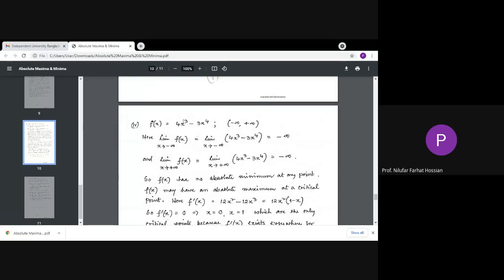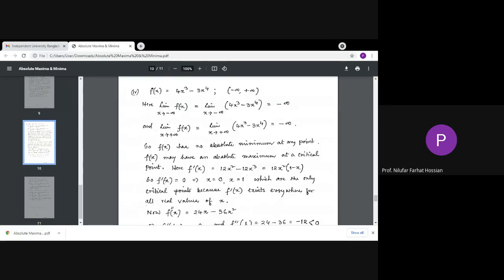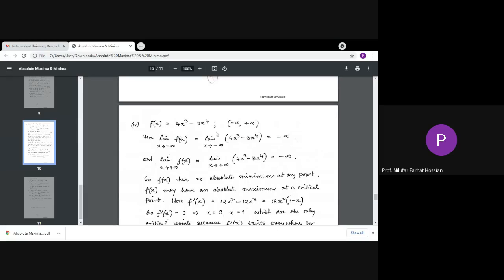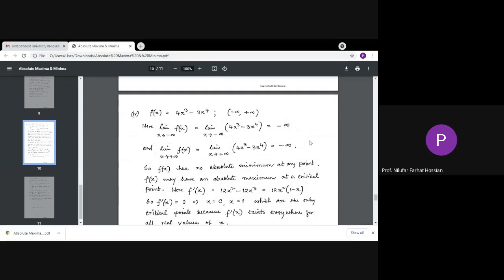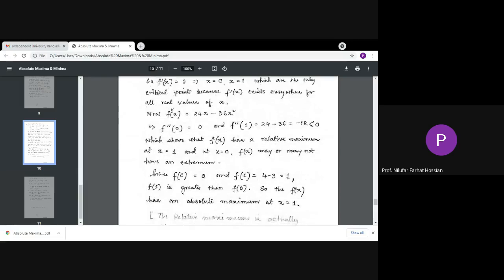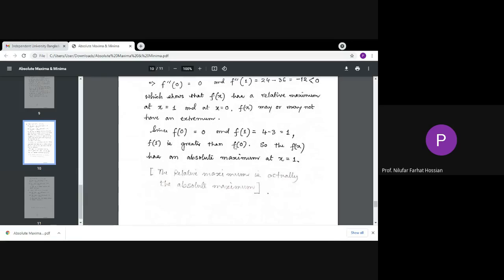Put here x equal to 0. So the function value is 0. And when you put x equal to 1, it will be 1. So which one is greater? f of 1 is greater than f of 0. So definitely at x equal to 1, the function will have a maximum. It will be an absolute maximum.